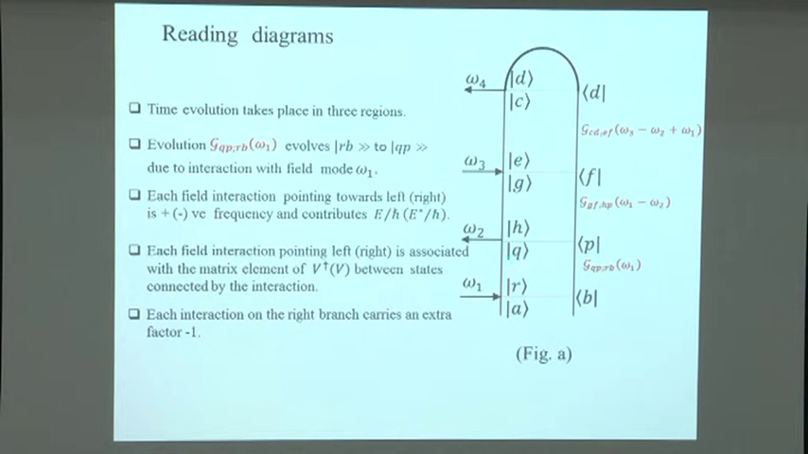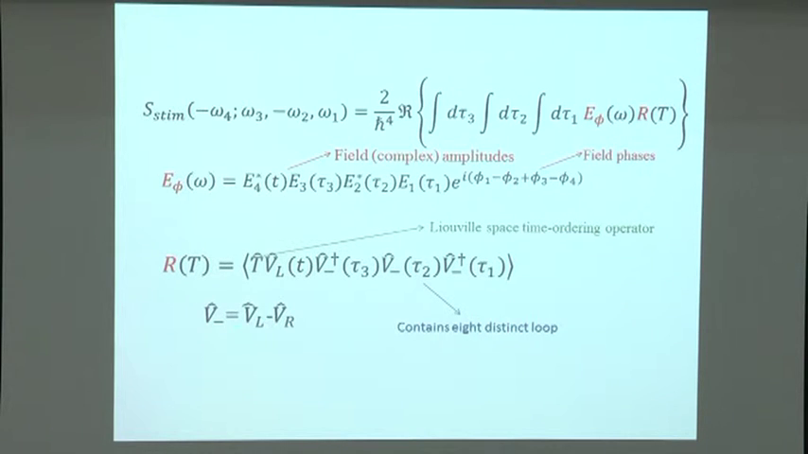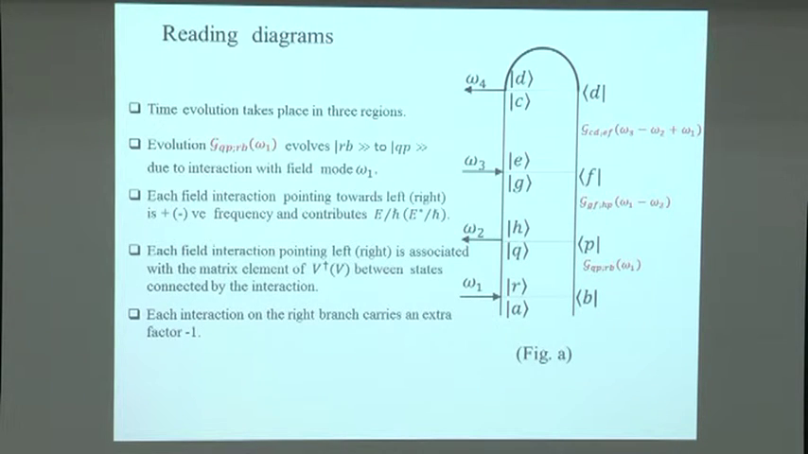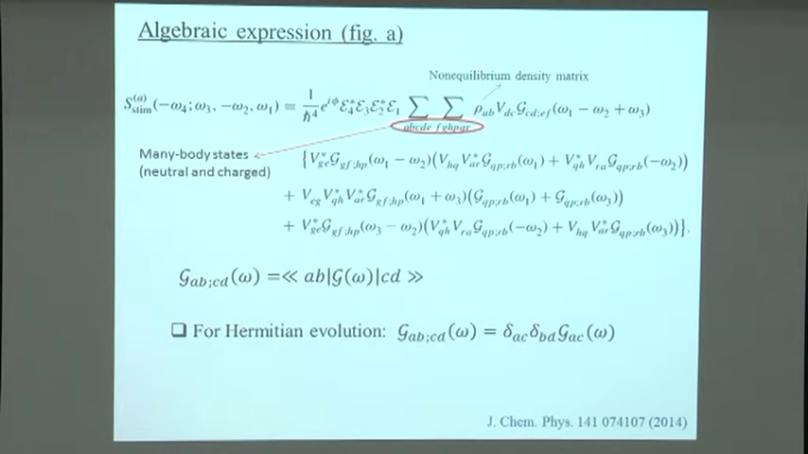Now, once I've drawn these diagrams, what can I do with this? Finally, I have to write down the expression for the signal. So there is a way to read these diagrams. Another important thing here is that between these interactions, your system is evolving. This evolution in this case is non-unitary because the system is interacting with the lead. While in the usual case, these are unitary evolutions.